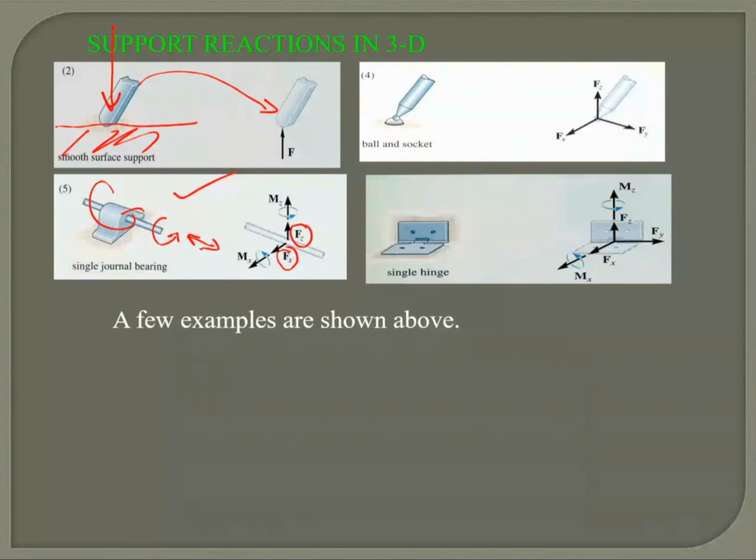Can I rotate it like this from the top? No. Therefore, I've got a reaction moment here. Sorry. Can I rotate it in this direction along the axis here? I cannot, so therefore I've got a reaction moment. I can only rotate in one direction and can move it in one direction, therefore I do not have reaction forces here. Is that clear?